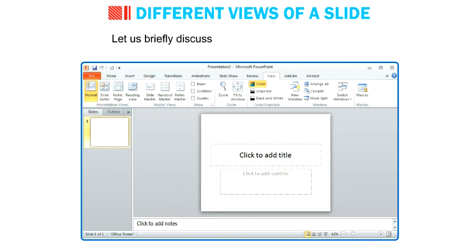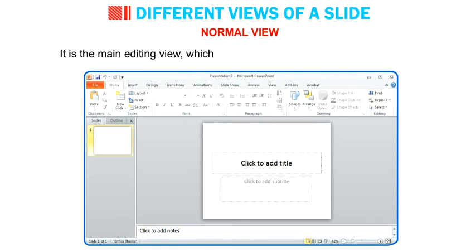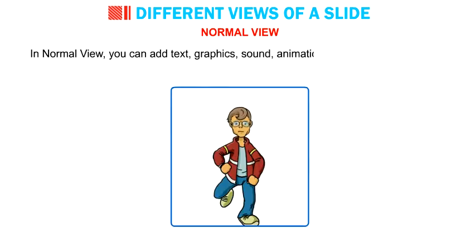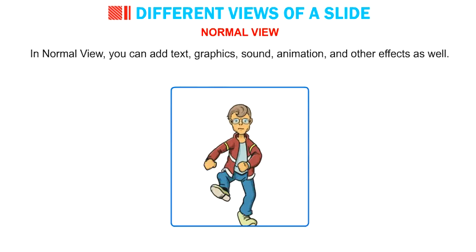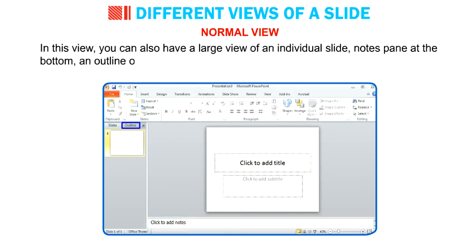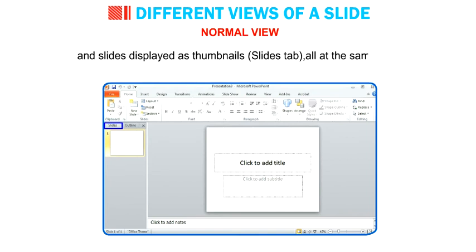Let us briefly discuss the different presentation views. Normal View. It is the main editing view which is used to write and design a presentation. In Normal View, you can add text, graphics, sound, animation and other effects as well. In this view, you can also have a large view of an individual slide, notes pane at the bottom, an outline of the slide text, outline tab, and slides displayed as thumbnails, slide tabs, all at the same time.